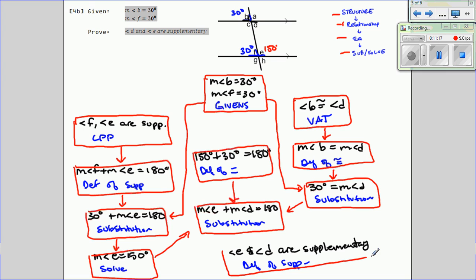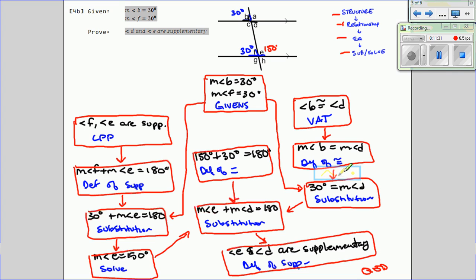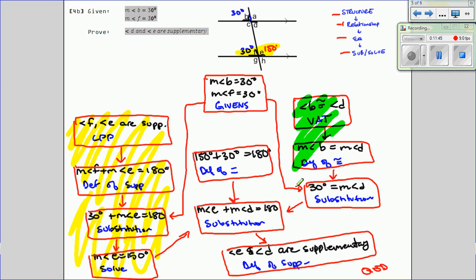So again, over here in this kind of stage 1 area, that's where we show that this angle is going to be 150 degrees. Over here in kind of stage 2, that's where you show that these angles are going to be 30. And then bringing it together in the middle, showing the angles add to 180 and therefore are supplementary.